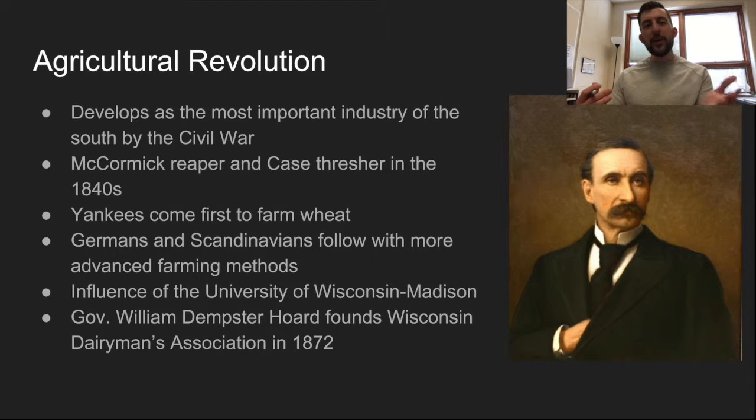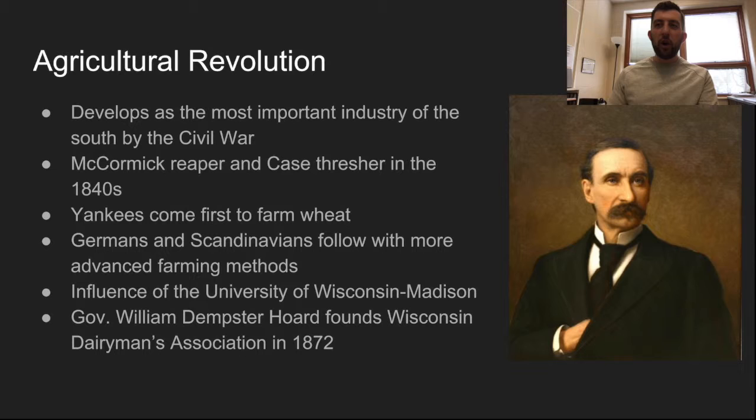So by the time we get after the Civil War and into the late 1800s, Wisconsin starts transitioning away from being solely a wheat growing state. Another reason that you see Wisconsin start to transition away from wheat growing is that with the McCormick reaper and the Case thresher, you see increasing mechanization in farms as well.